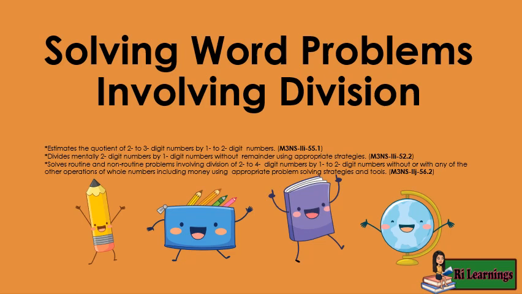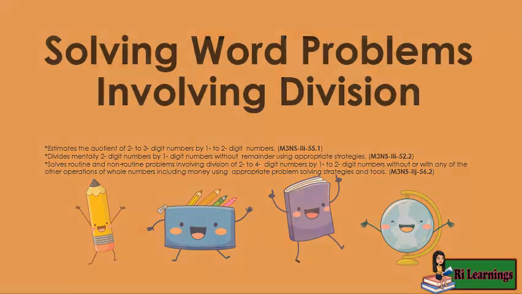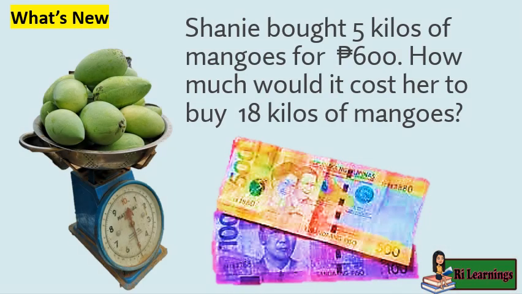Solving word problems involving division. What's new? Shani bought 5 kilos of mangoes for 600 pesos. How much would it cost her to buy 18 kilos of mangoes?